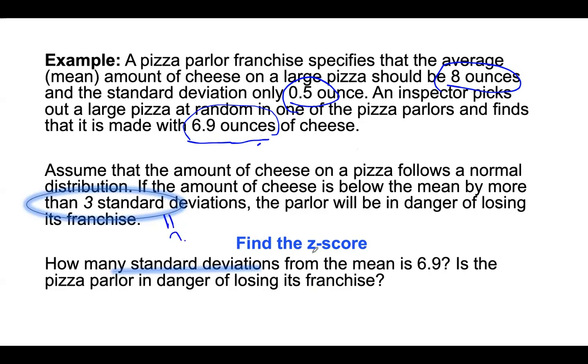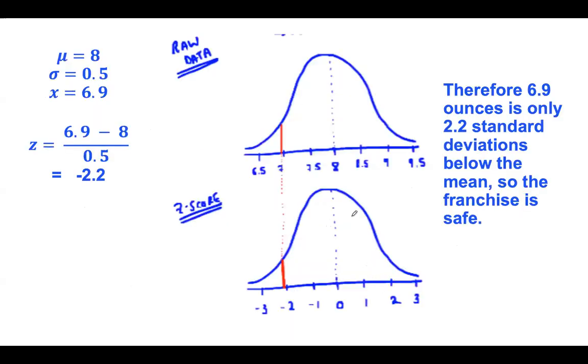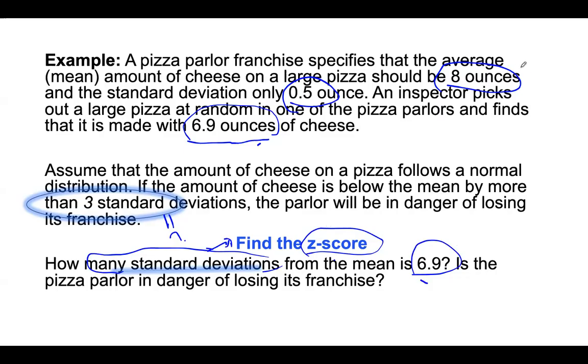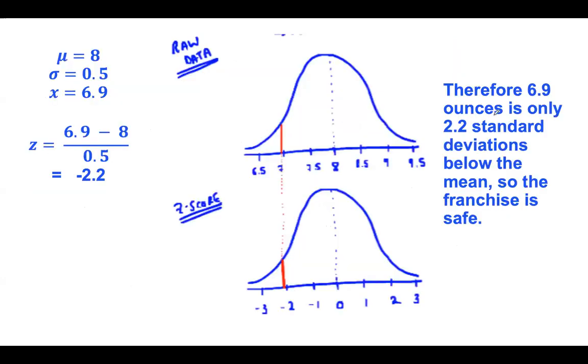So essentially find the Z-score. How many standard deviations is the keyword here to find that Z-score from the mean, which is 6.9 away from the mean. Is the pizza parlor in danger of losing its franchise? So we have essentially the mean was here. So this is the average. So when you see average, you know the mean is 8. The standard deviation is here, and this is our raw data, x.